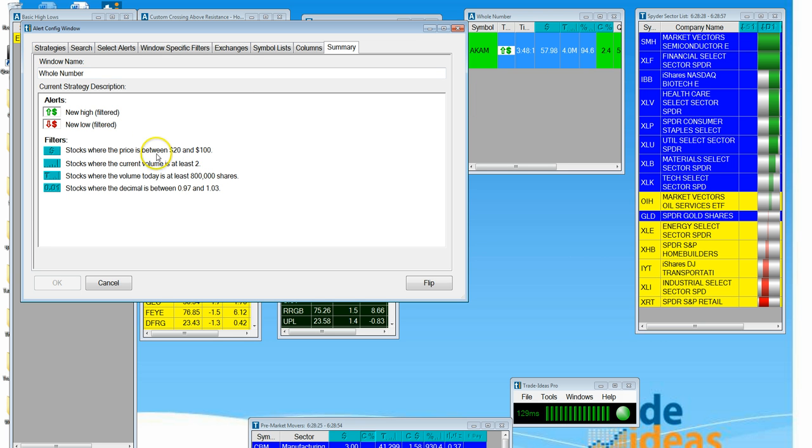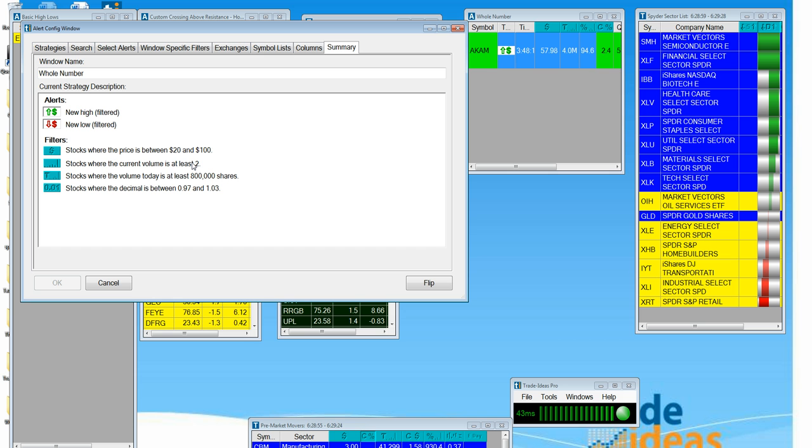And this is just me. I want to see stocks between $20 and $100. Current volume is at least 2, and this is an important filter that we have. What the current volume means is this. Let's say a stock does, at 11 o'clock in the morning over the last 30 days, an average of 500,000 shares by 11 o'clock. But today it's only doing 250,000. So right now that stock is not trading abnormally, in my opinion.